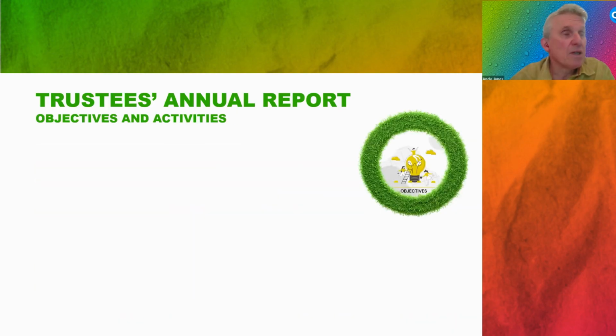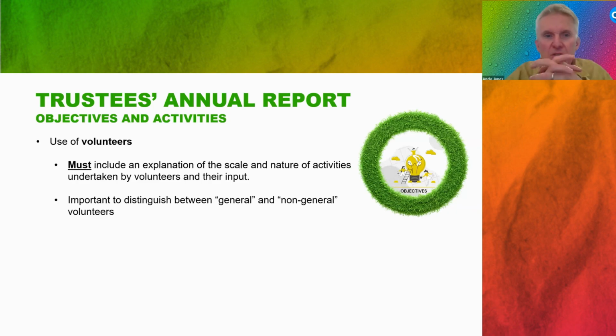So the first thing I'm going to cover is objectives and activities. And one of the key changes here is just around the use of volunteers. Lots and lots of charities use a whole range of volunteers, and the first thing that all charities have to do is include an explanation of the scale and nature of the activities undertaken by volunteers and the input of the volunteers.